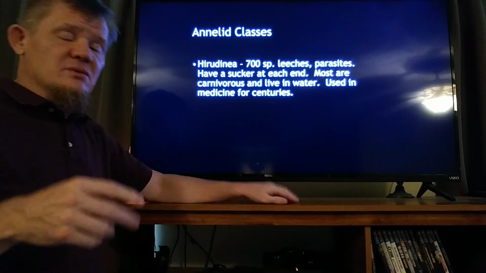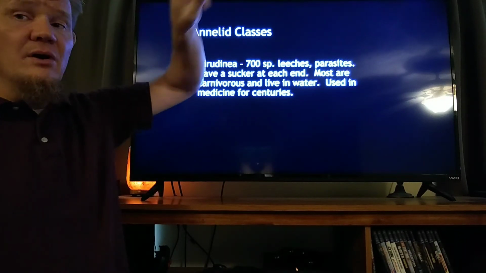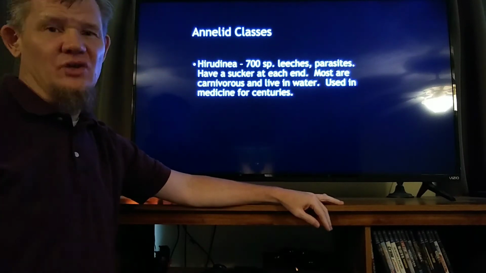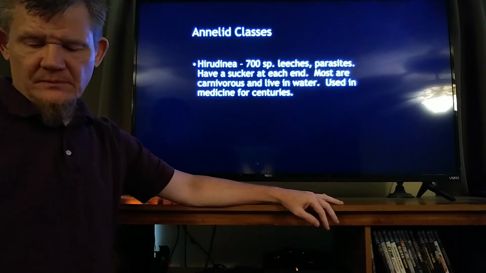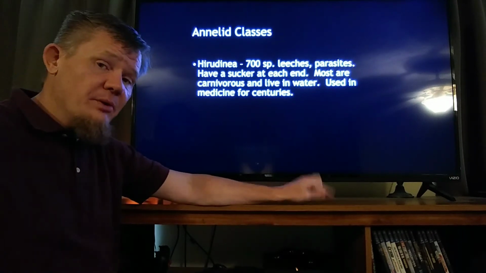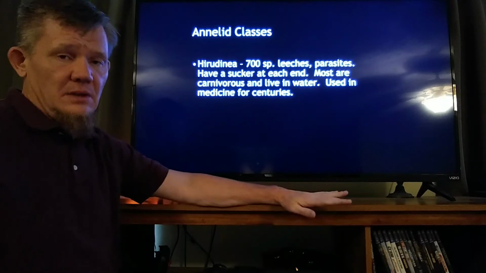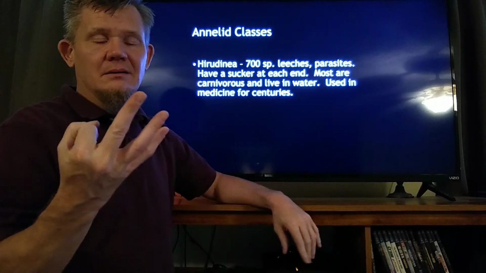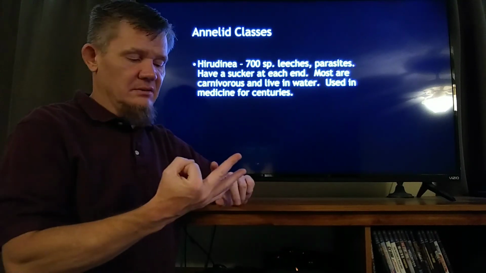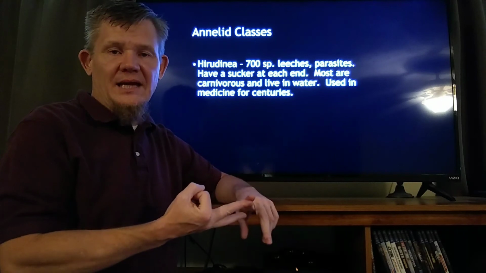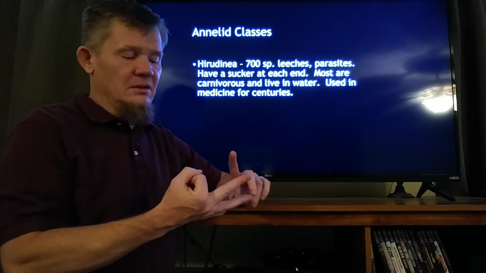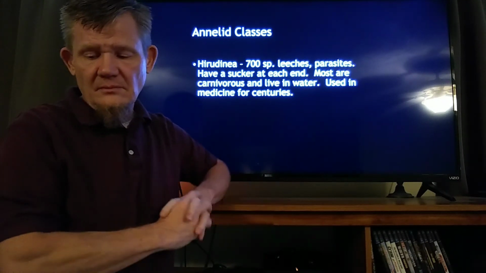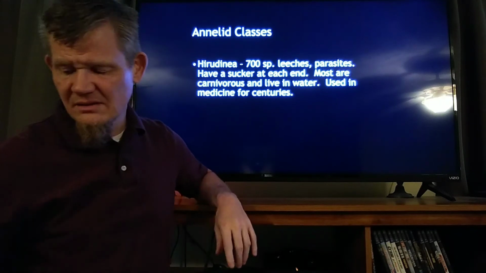They've got 2 suckers, one at the head and one at the butt. However, only the one at the head is able to suck blood. The one at the tail is really just a suction cup. It's just for attachment. They are, for the most part, freshwater annelids. So 3 basic places to live on Earth: saltwater, freshwater, or land. Polychaetes are saltwater. Oligochaetes are land. Hirudinians, leeches, are freshwater. They've been used in medicine for centuries.